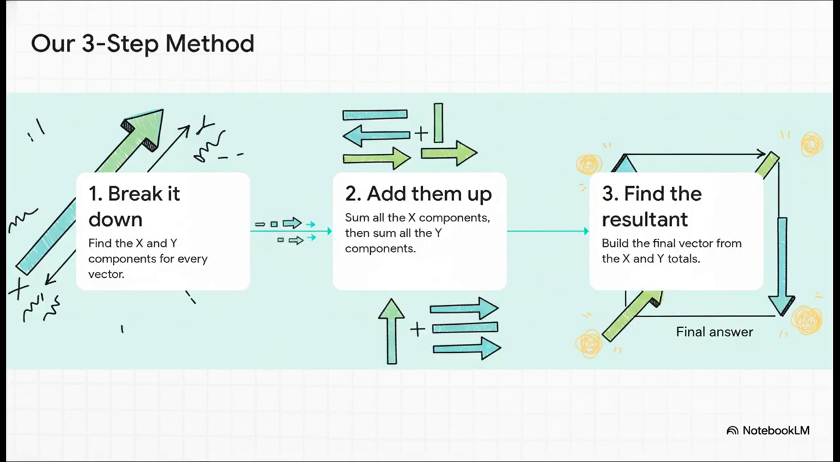Okay, so this gives us a really simple three-step roadmap. It's our game plan. Step 1, break it down. We'll find those x and y components for every single vector. Step 2, add them up. We'll sum up all the x's, then sum up all the y's. And finally, step 3, find the resultant. We'll use those totals to build our one final vector. This method literally turns chaos into clarity. Let's get started with step 1.